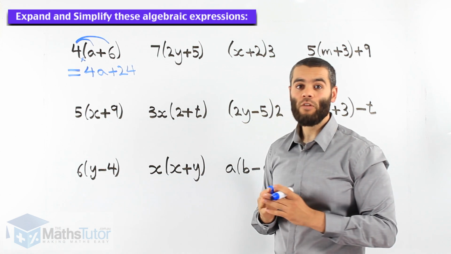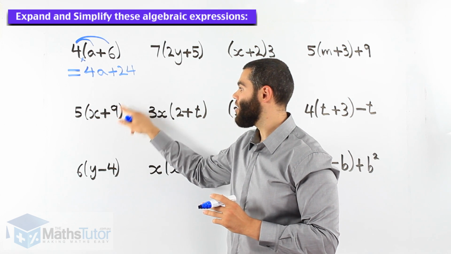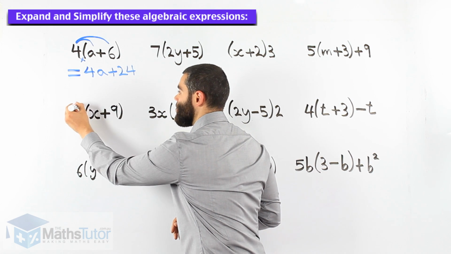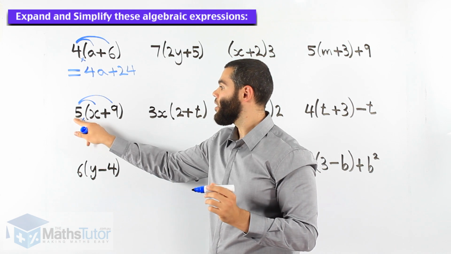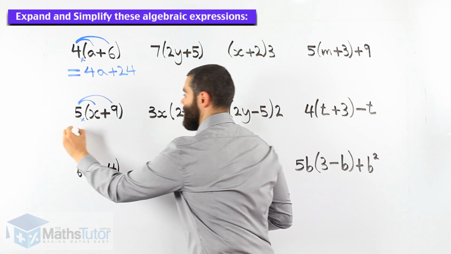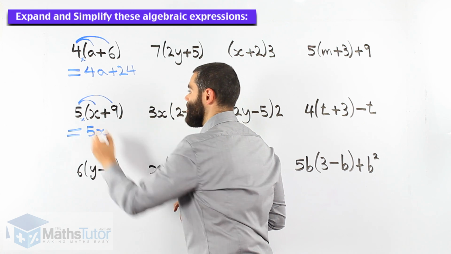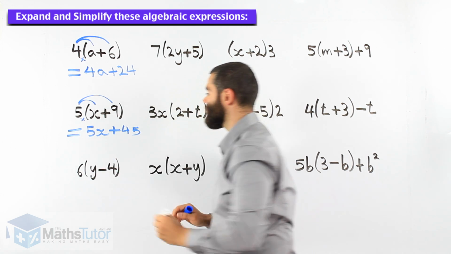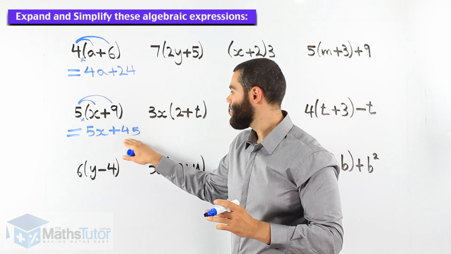Here, again, we're asked to expand. 5, open bracket, x plus 9, close bracket. We know there's a little multiplication here. So we multiply and we show the arrows, meaning we're multiplying 5 by x and 5 by 9. Let's do it. 5 times x, 5x. 5 times 9, 45. Can we go any further? We can't, because they are not like terms.